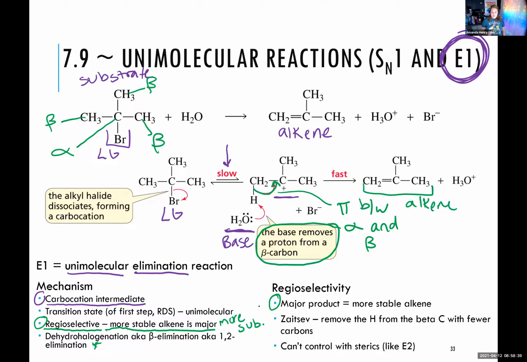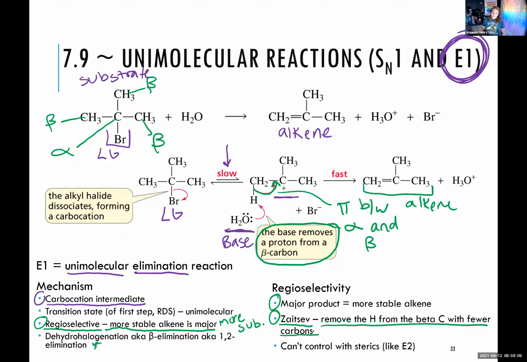Let's see, we talked about that. Major product is going to be our more stable alkene. This is also called the Zaitsev product. We talked about that last time. So Zaitsev is when we have the more substituted alkene. And one of the ways that we can ensure that we're making the Zaitsev product is that we're removing the hydrogen from the beta carbon that has fewer carbons.